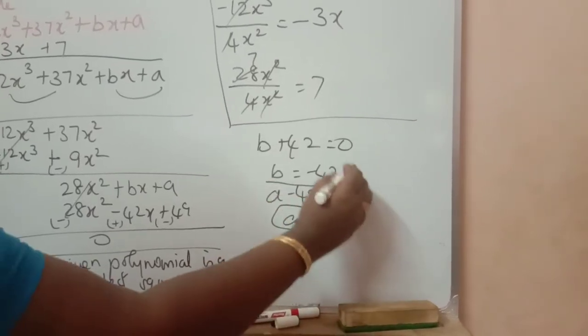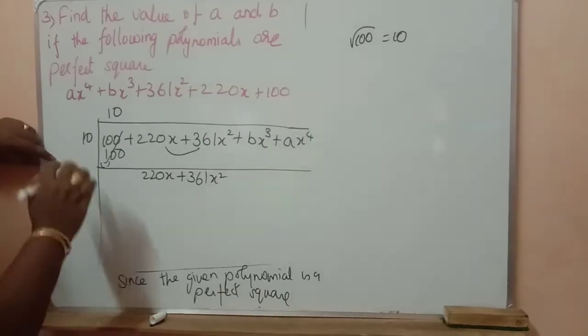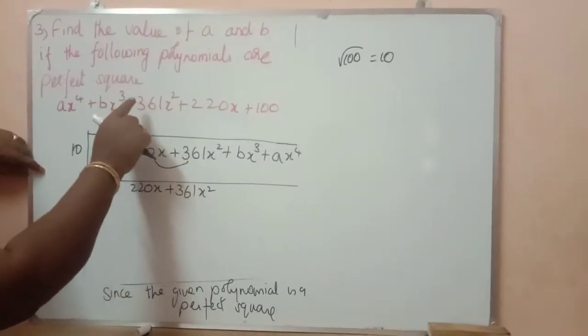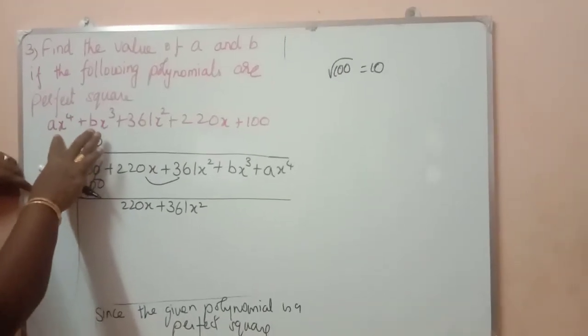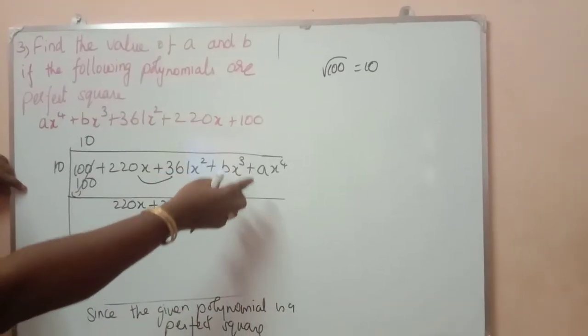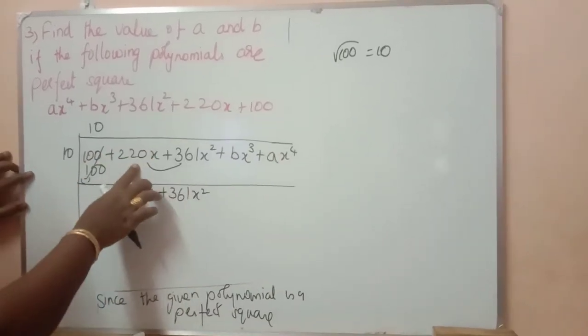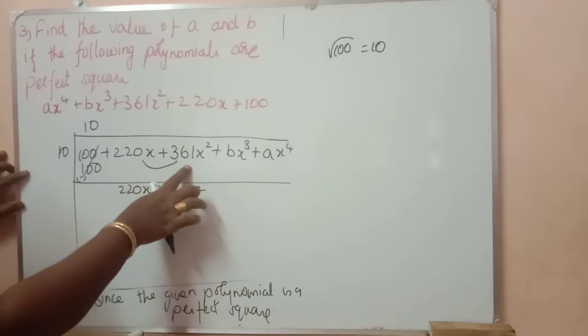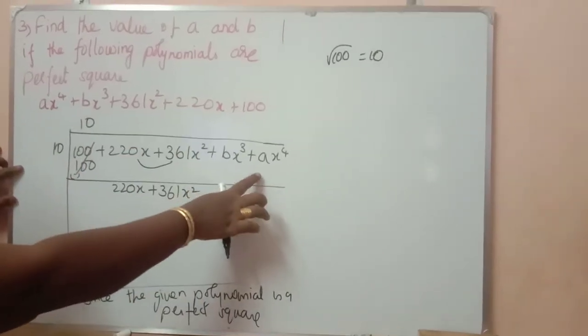So we have to find the value of a and b. Here also we have to find the value of a and b. The same procedure we are going to follow, but a and b are there in the beginning. So we have to bring it to the last. So write in reverse order. Constant first 100, then coefficient of x, that is 220x, then x square term 361x square, then x cube plus bx cube, then x power 4 plus ax power 4.